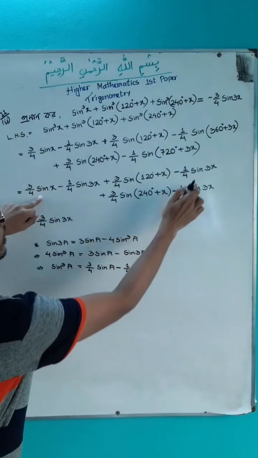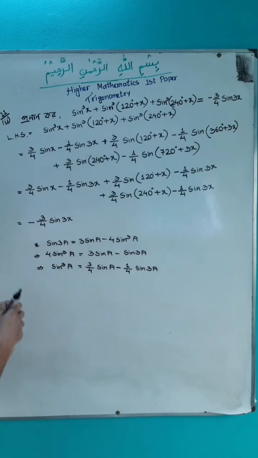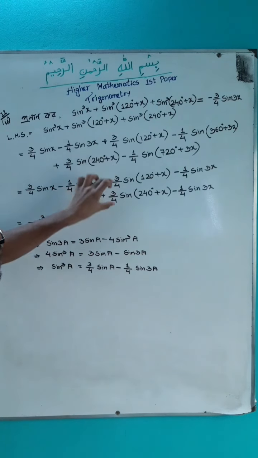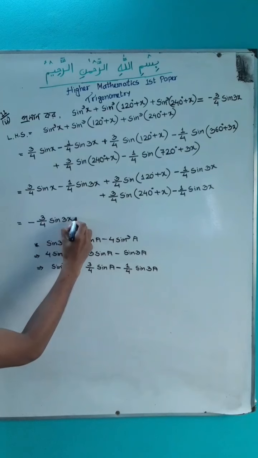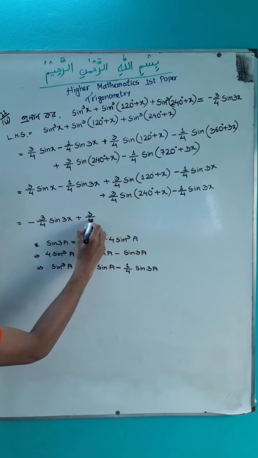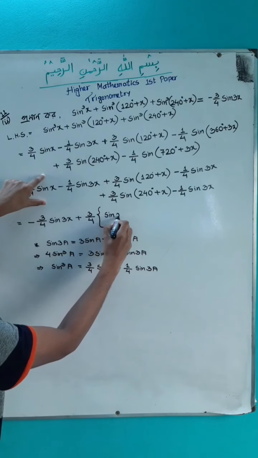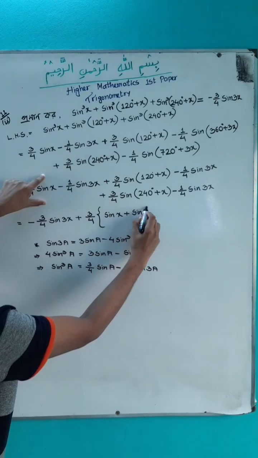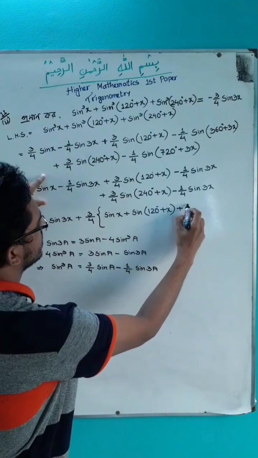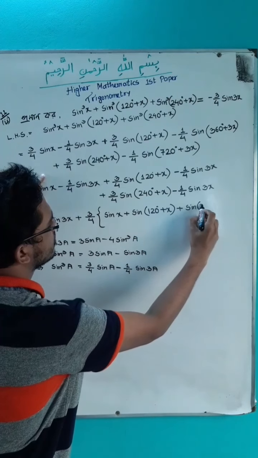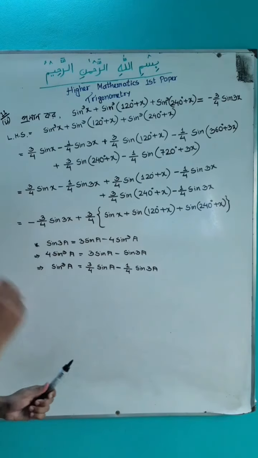We will write this as a whole, as this term minus 3 by 4 sin 3x. Now we have this one and this one. From these 3 terms, we can take 3 by 4 as a common term. That means we have sin x plus sin (120 degree plus x) plus sin (240 degree plus x). So we are nearly in our conclusion.